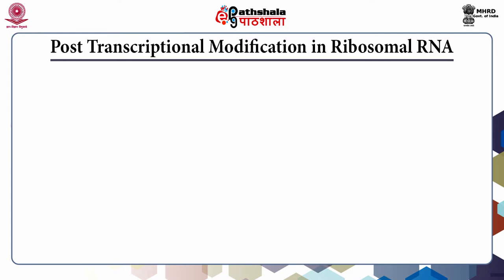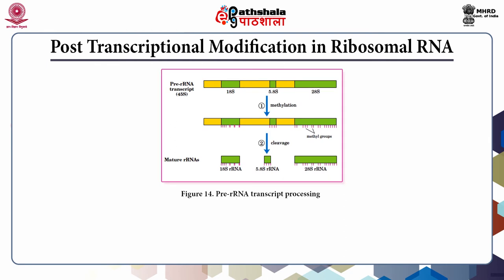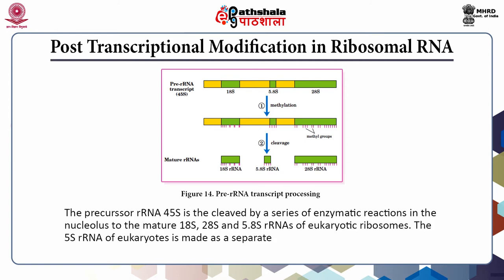Post-transcriptional modification in ribosomal RNA. Figure 14. The ribosomal RNA molecules are synthesized as longer precursors known as pre-ribosomal RNAs, which in case of eukaryotes is a 45S transcript made by the eukaryotic RNA polymerase 1. The 45S precursor is methylated at several nucleotides, mostly on the 2' hydroxyl group of the ribose sugars. The precursor ribosomal RNA is then cleaved by a series of enzymatic reactions in the nucleolus to generate the mature 18S, 28S and the 5.8S ribosomal RNAs of eukaryotic ribosomes. The 5S rRNA of eukaryotes is made as a separate transcript by RNA polymerase 3.